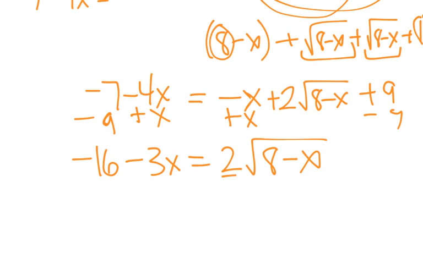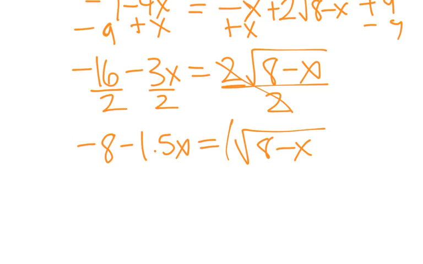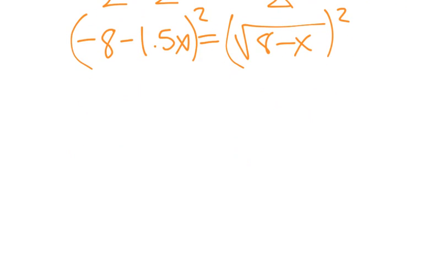Okay, now we got to get rid of this 2, so we divide everything by 2. So we end up with negative 8 minus, what is that, 1.5? We'll just write that. 1.5x equals square root of 8 minus x. Now we get to square things again. See how lovely this one is?